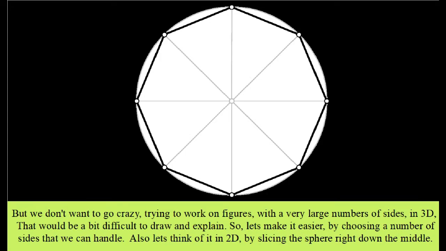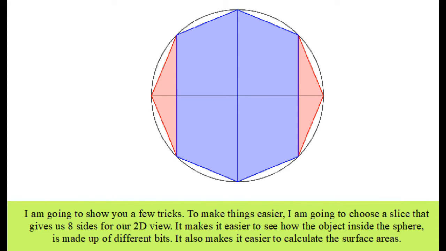But we don't want to go crazy trying to work on figures with a very large number of sides in 3 dimensions. That would be a bit difficult to draw and explain. So let's make it easier by choosing a number of sides that we can handle. Also, let's think of it in 2 dimensions by slicing the sphere right down the middle. I am going to show you a few tricks.